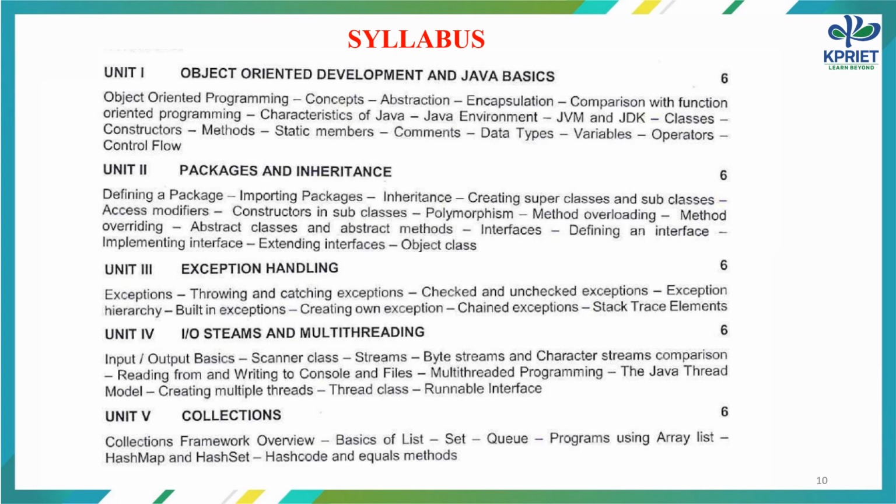So this is the syllabus we are going through in the upcoming videos. First, in Unit 1, I'm going to cover object-oriented development and basics of Java. It includes the pillars like abstraction, encapsulation, inheritance, and it includes JDK, the difference between JDK and JVM, constructor, static member. Second is all about packages and inheritance, that is polymorphism and five types of inheritance. The third unit is all about exception handling. The fourth unit is about IO streams and multi-threading. And in the fifth unit I will cover collections. These are the five units we are going to cover throughout this session.